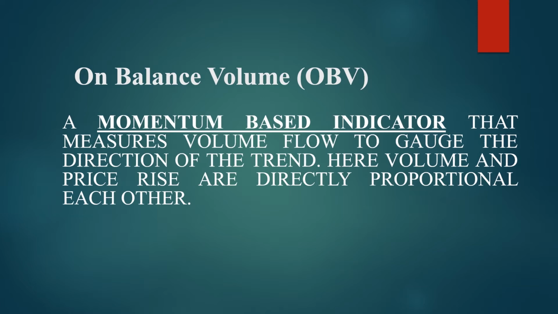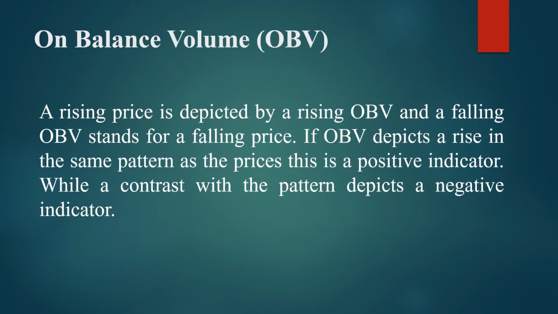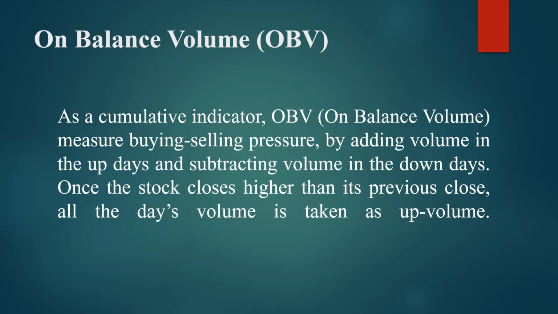Here the volume and price rise are directly proportional to each other. A rising price is depicted by a rising OBV, and a falling OBV stands for a falling price. If OBV depicts a rise in the same pattern as the prices, this is a positive indicator, while a contrast with the pattern is a negative indicator. OBV shows crowd sentiments, which can predict a bullish or bearish outcome.